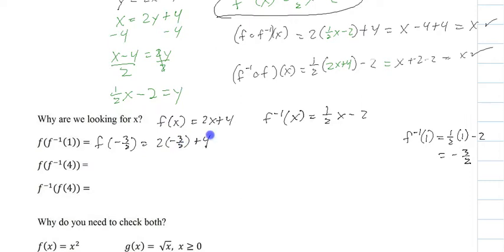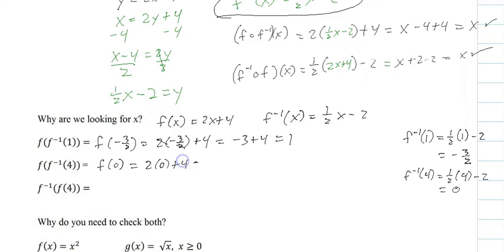Cancel. We get 1. Alright, now let's try it again with the other one. So f inverse of 4 is 1/2 times 4 minus 2. That's 2 minus 2. Half of 4 is 2. That's 0. Now let's plug in 0, and we get 4.